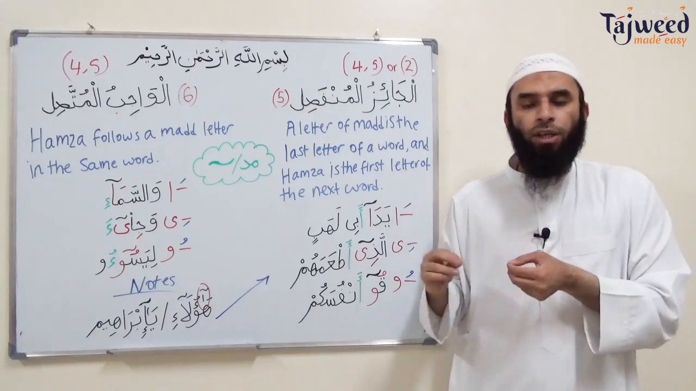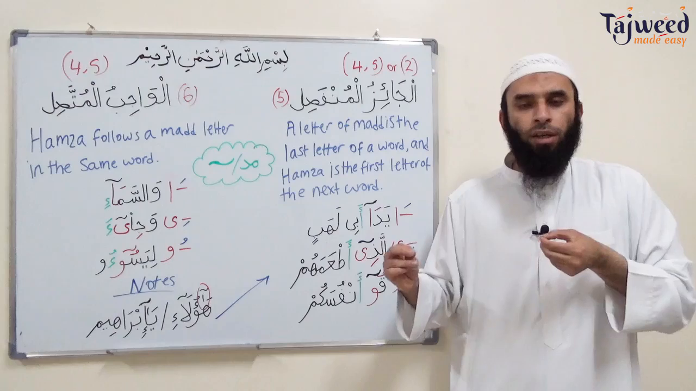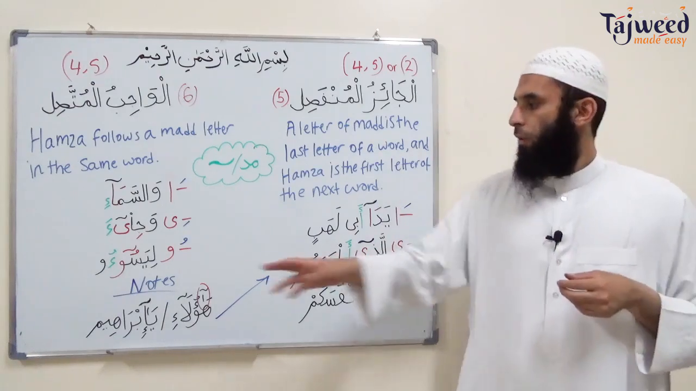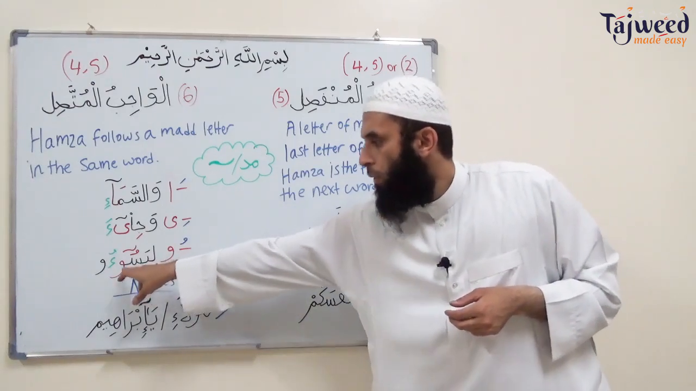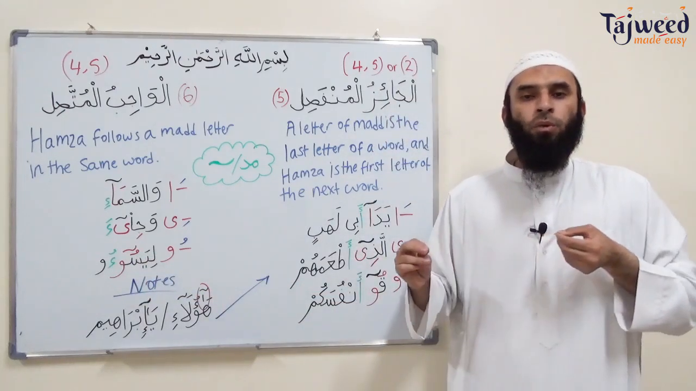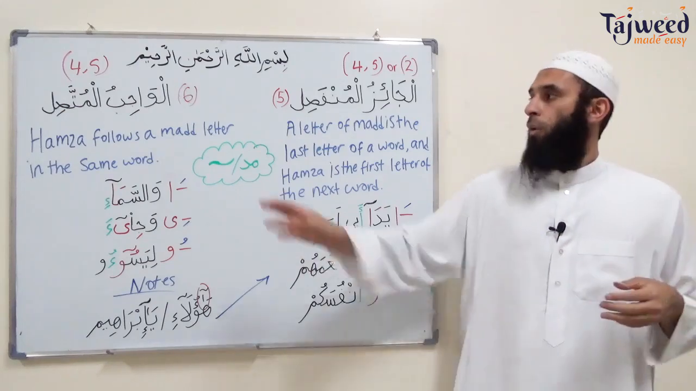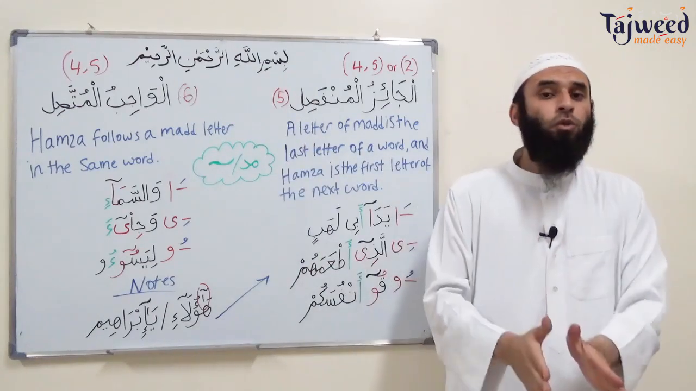So waji'a yawma'idh. Waji'a yawma'idh. Or the next word, waliyasu: letter of mad, waw, and the hamza in the same word. So waliyasu'u. Waliyasu'u. Why is it called wajib? Because it's obligatory to do 4 or 5.